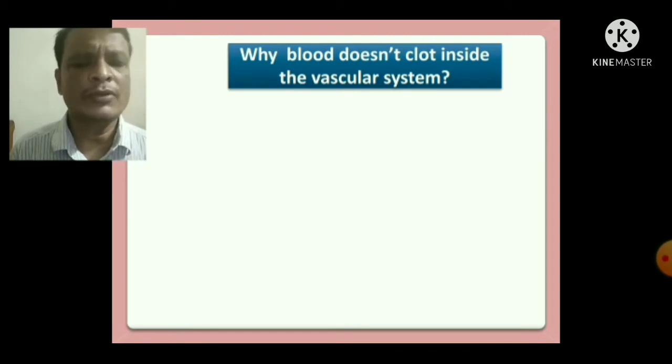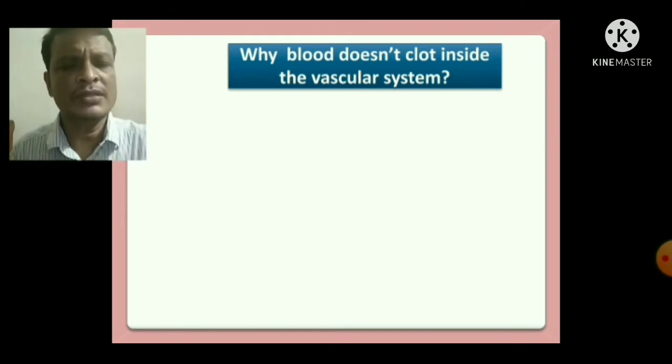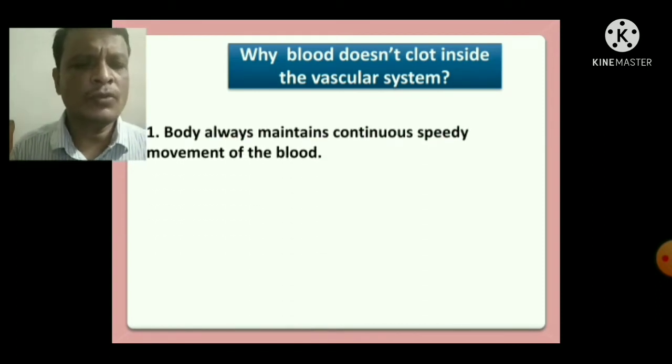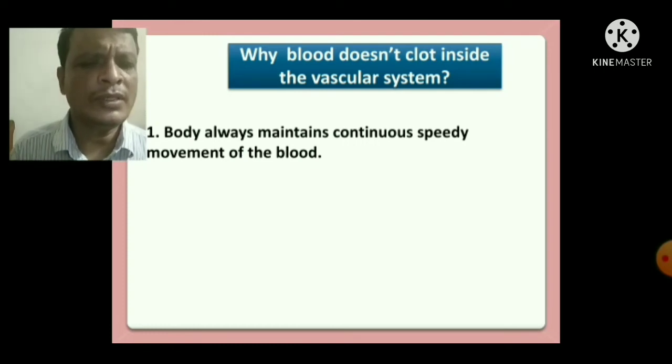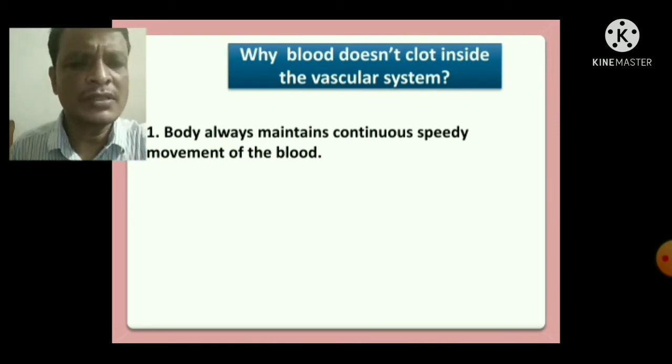Now I am going to discuss another very important topic: why blood does not clot inside the vascular system. There are so many causes behind this. Now some of the most important factors will be discussed here today. Number one, the body always maintains continuous speedy movement of the blood. This is one of the most important causes. That's why the blood does not clot inside the vascular system.